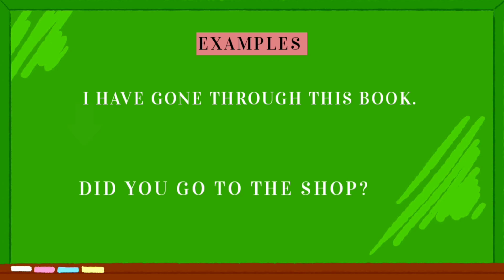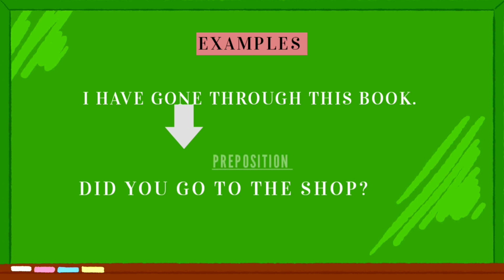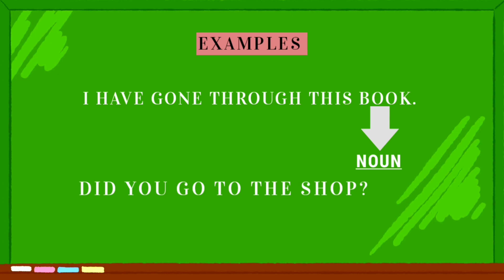So if I take "I", it works as a pronoun, then we have written "have" in this sentence, and then we have used "gone", which is a main verb: go, went, gone, the past participle form of the main verb go. Then "through", which works as a preposition here. "This", which works as a determiner, and "book" is a noun here, which means it is an object in this sentence.